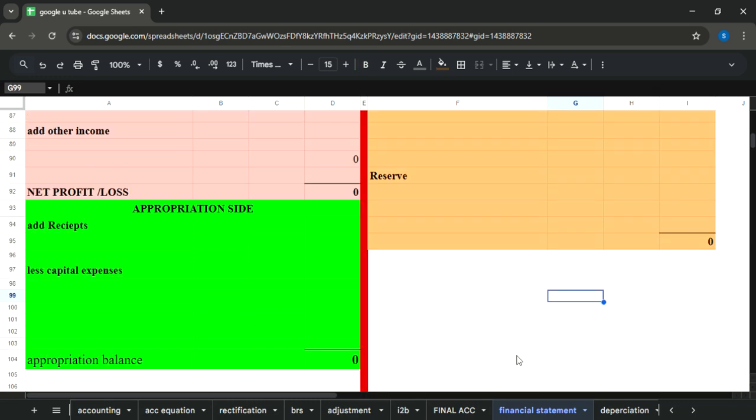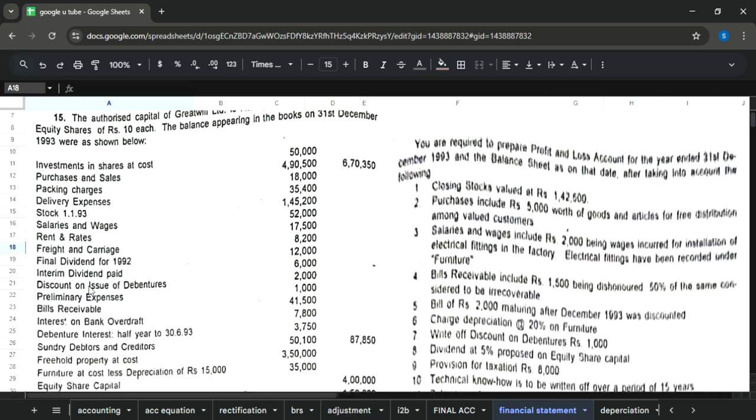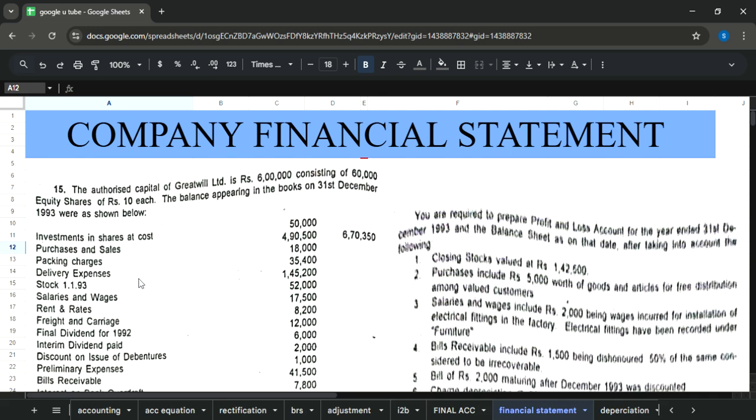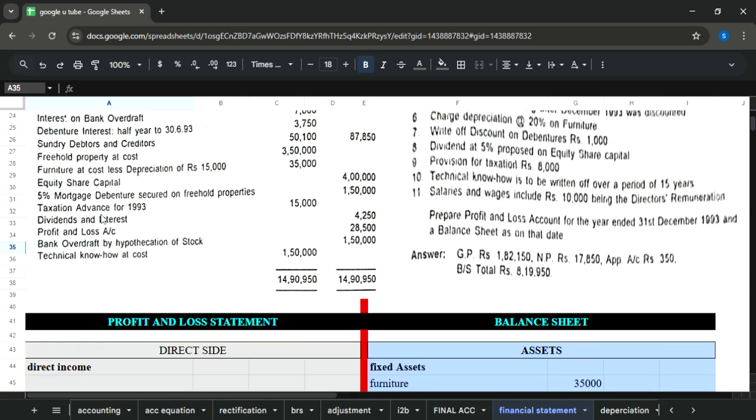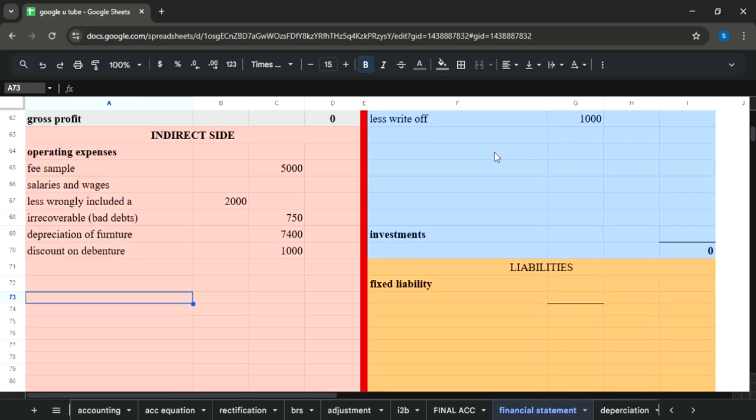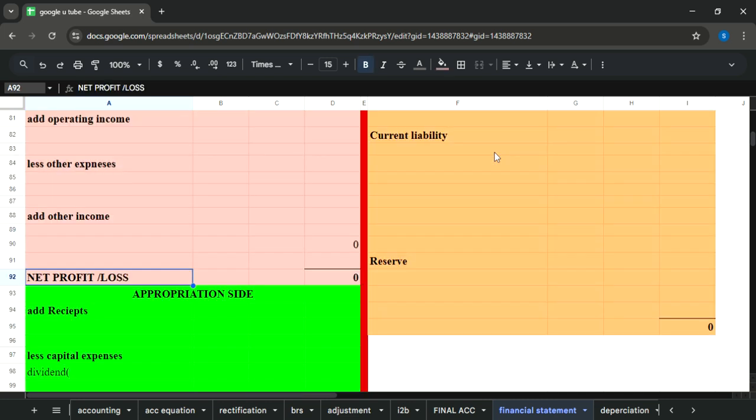After discount on debenture we are at number 8, dividend. Dividend is part of appropriation side. So here we are going to calculate it. For that we need share capital. Let's get back to the question and we will search for share capital. Look at here, equity share capital is 4 lakh while dividend is 5%. So 4 lakh 5% would be calculated.